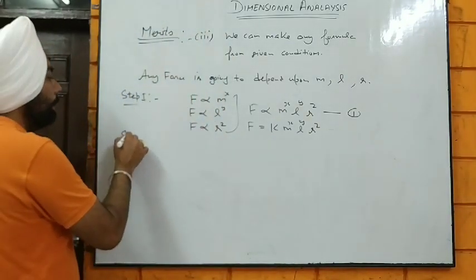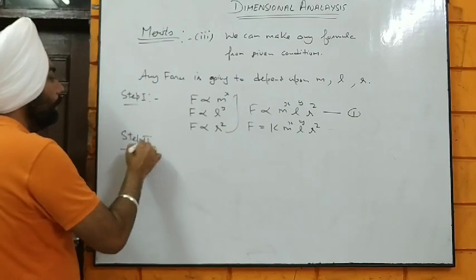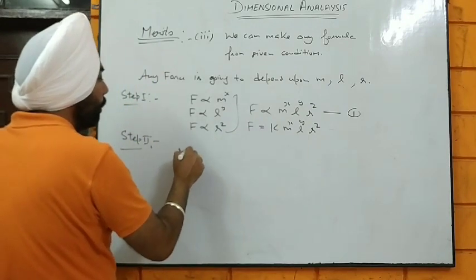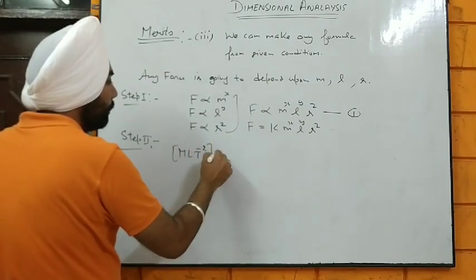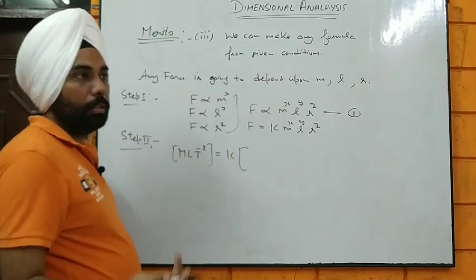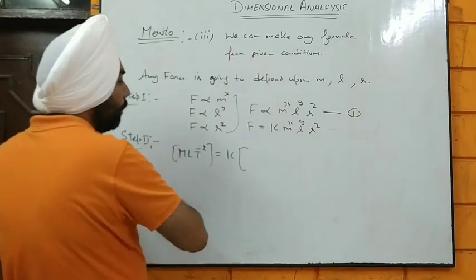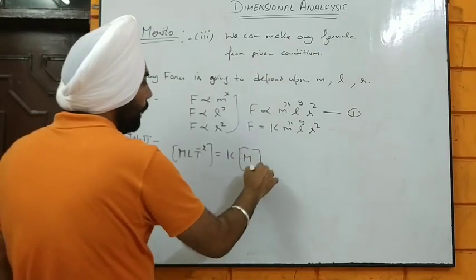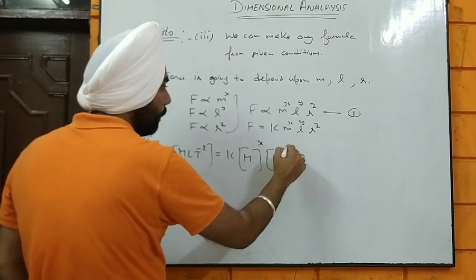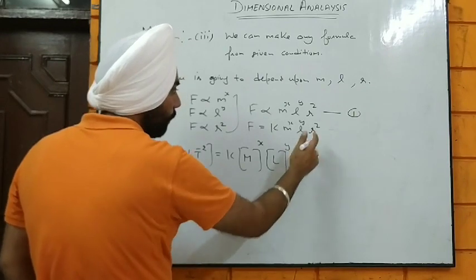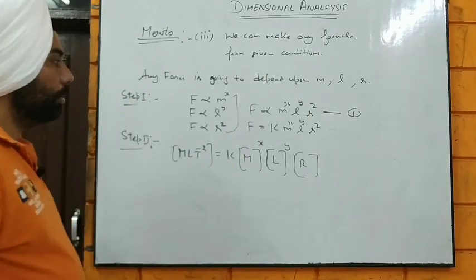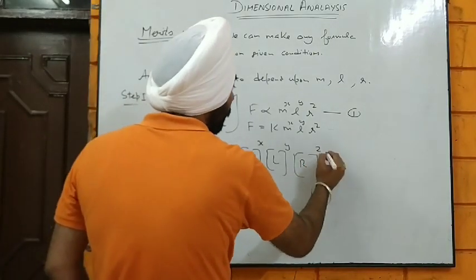Now step 2 is very simple. Just write the dimensional formula of each and everything. Force has dimensions M L T minus 2. K is a constant here, so it is of no use, because in dimensional analysis we can't consider constants. Mass has power of x, similarly length is capital L with power y, and r is always going to be radius.